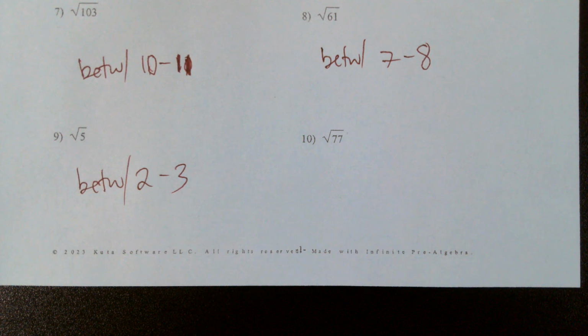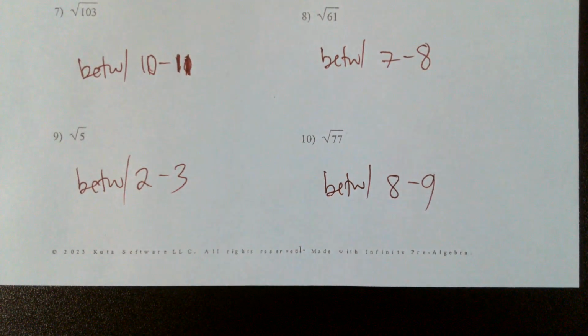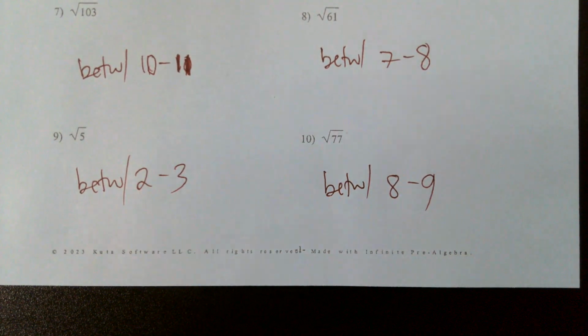And finally, who's got number 10? Square root of 77. Go ahead, Noah. Between 8 and 9. Perfect. Absolutely right. I appreciate you guys for volunteering. I'll get those out to you once we get done here.